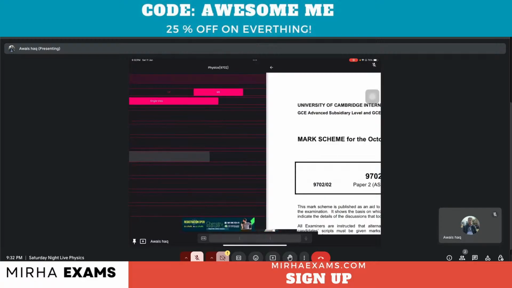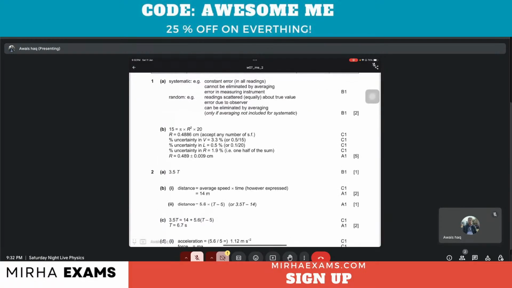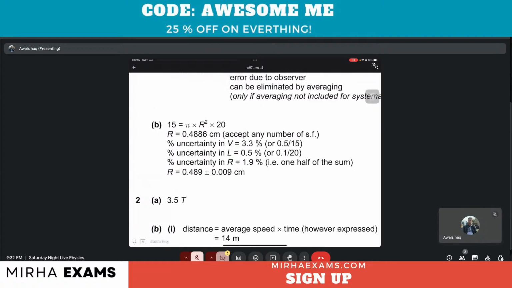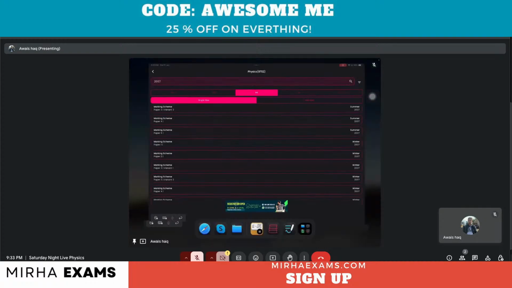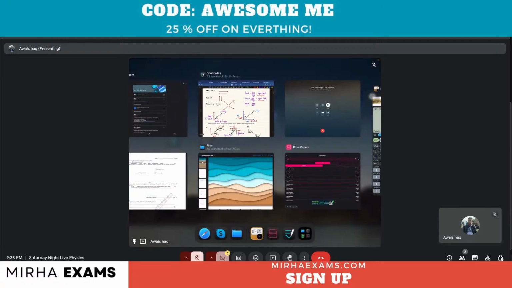winter paper 2. Right. So in this one, as you can see the answer right here, they have a very different way of solving. They do accept the way we have done it, 0.5 over 15, but they do it separately. And then you see the last answer is the same, one significant figure for the uncertainty, and then you have R as 0.489. So that is pretty good, right? So that's done.